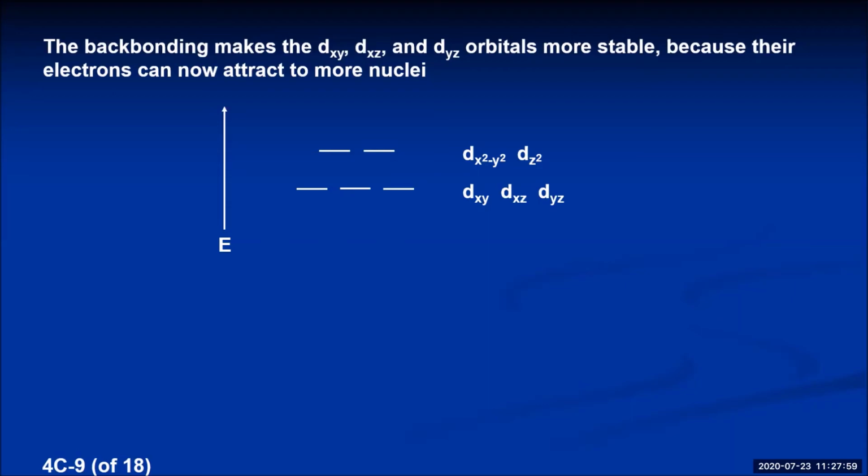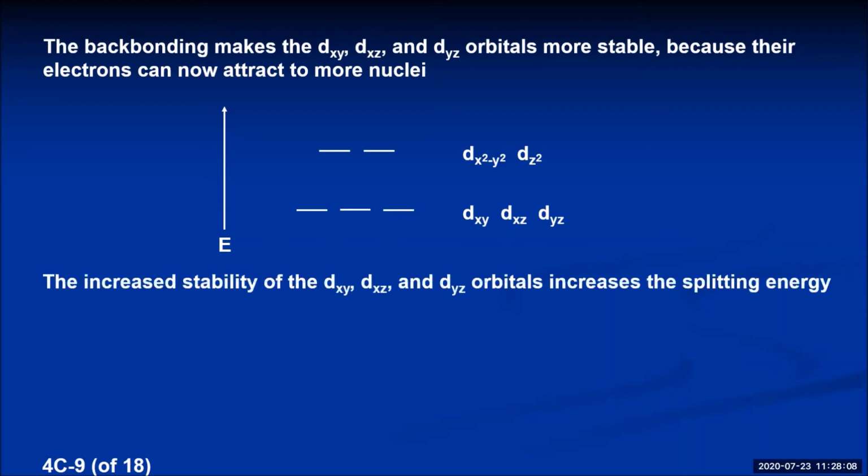So in our energy diagram, the three lower orbitals are going to do this. And what does that do to the splitting energy? It increases the splitting energy. So the increased stability of the dxy, dxz, and dyz orbitals increases the splitting energy.